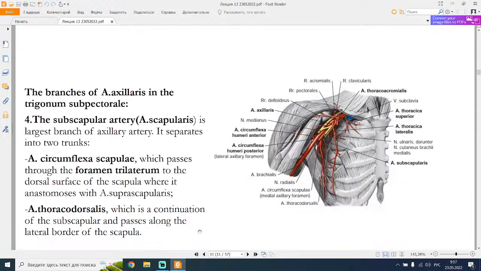The branches of arteria axillaris in the trigonum subpectorale. The subscapular artery, arteria subscapularis, is the largest branch of the axillary artery. It separates into two trunks, which pass through the foramen trilaterum to the dorsal surface of the scapula, where it anastomoses with arteria suprascapularis.